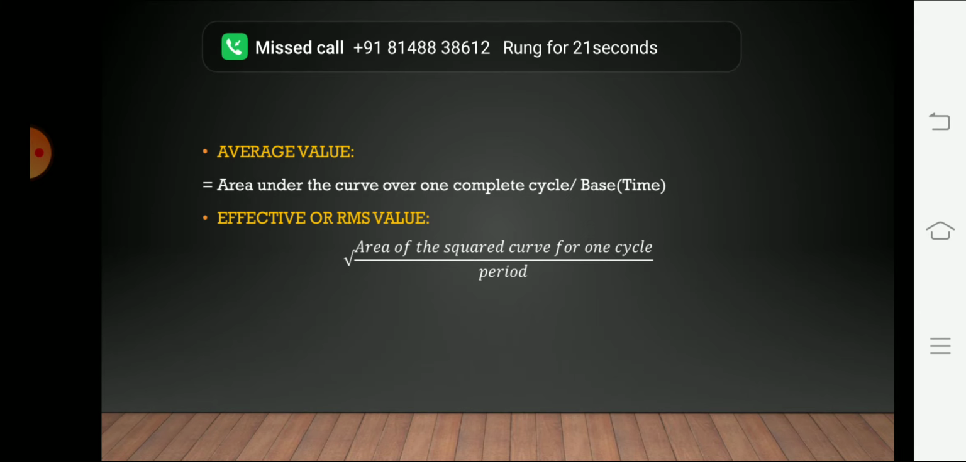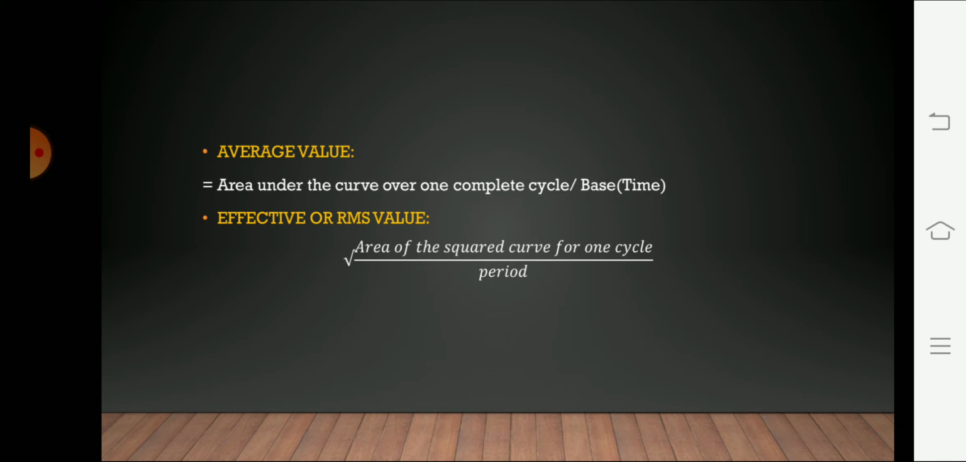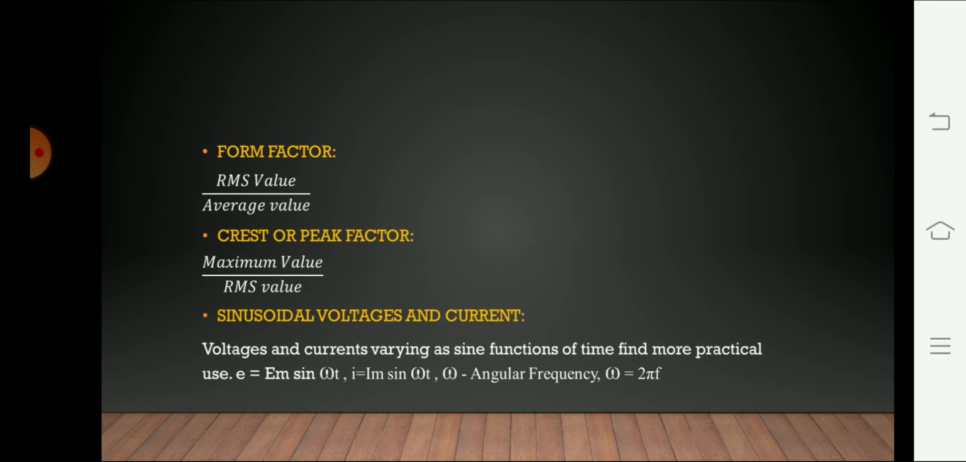The effective value of the alternating current is the value of steady direct current which produces the same heat as that produced by the alternating current when passed through the same resistor for the same interval of time. The effective or RMS value is equal to the square root of the area of the squared curve for one cycle divided by the period. The first formula is form factor. Form factor is defined as the ratio between the RMS value and the average value. Next is the crest or peak factor, defined as the ratio between the maximum value and the RMS value.